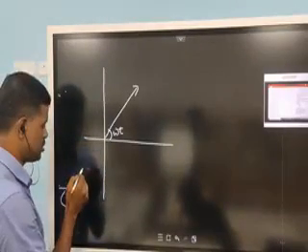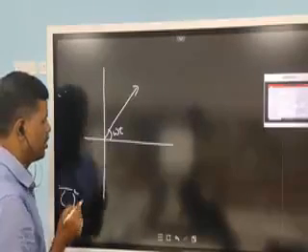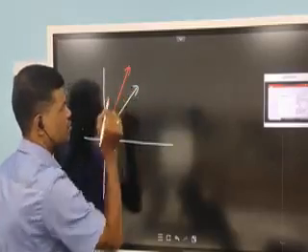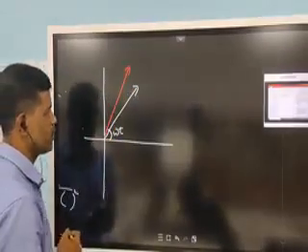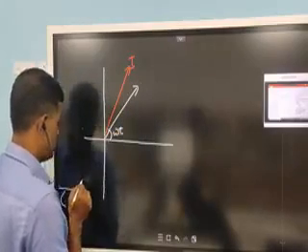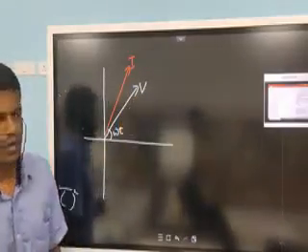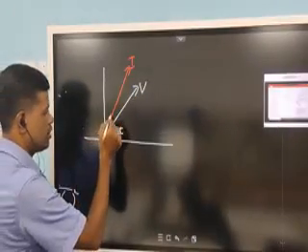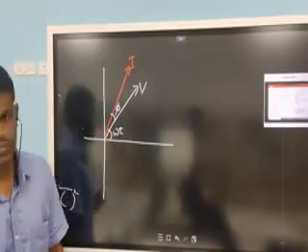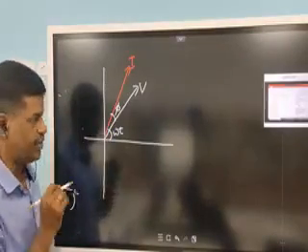So let us represent the current by this phasor. This is the current phasor I. This is applied voltage V. This is at a phase angle phi with voltage. So total phase is omega t plus phi.